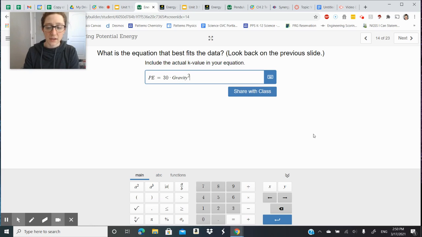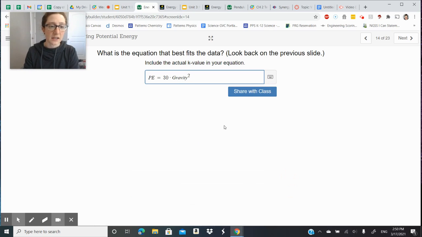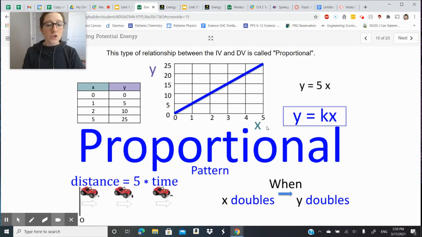I can press share with the class. I'm not going to do that because, again, this is fake data. I want you to have accurate responses that show up when you do this. So you will find that this is a proportional relationship. We have a name for this. It is called proportional. This should be the shape of the graph that you saw in your data.